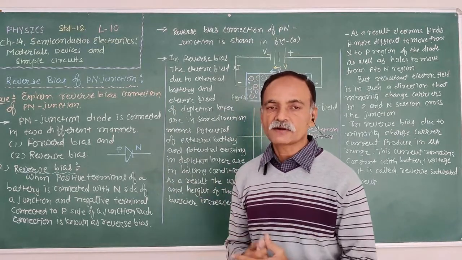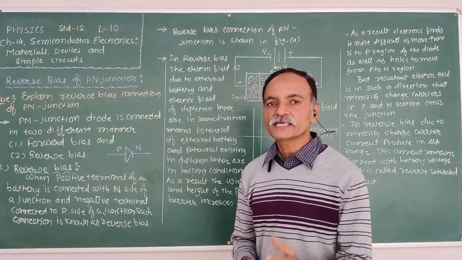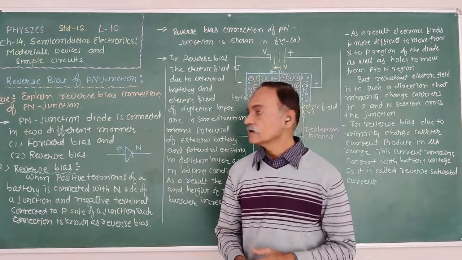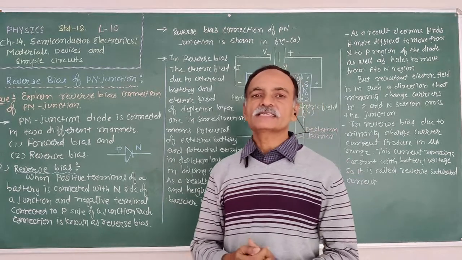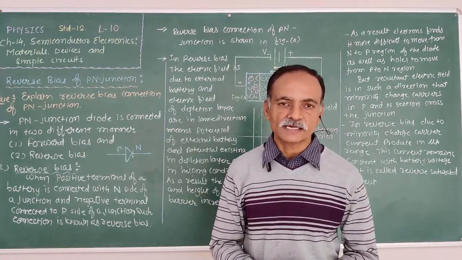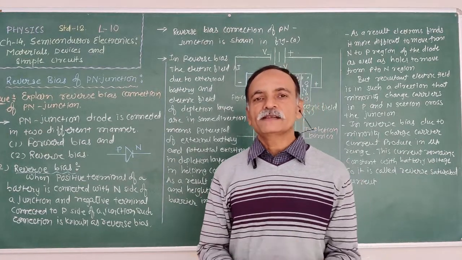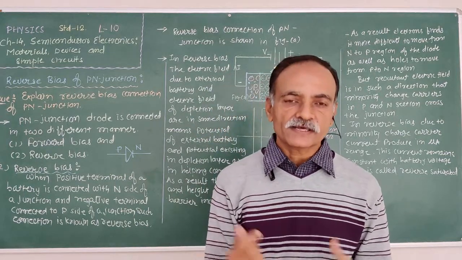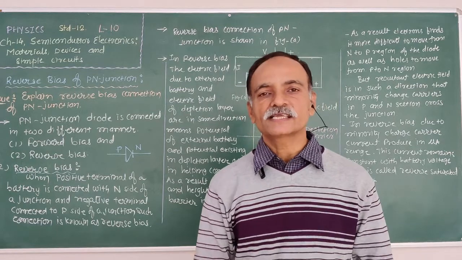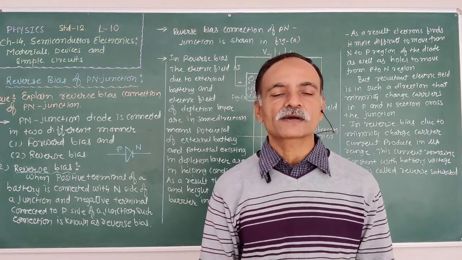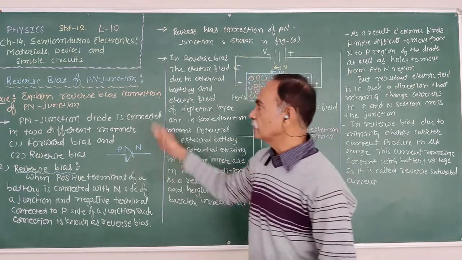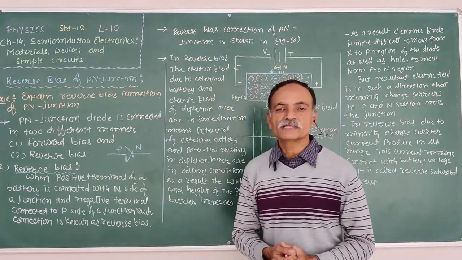Already we discussed that the PN junction diode is connected in two different manners as per our requirement. One is the forward bias and the second is the reverse bias. Now what happens as we connect the PN junction diode in reverse bias? How much current is flowing, and what is the direction of current flowing in the circuit? Therefore, the reverse bias connection of a PN junction.